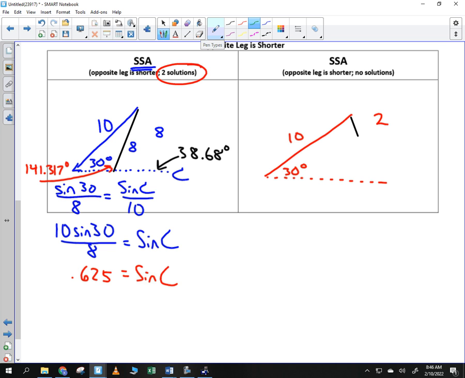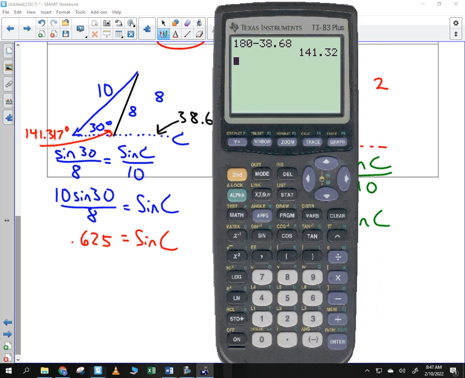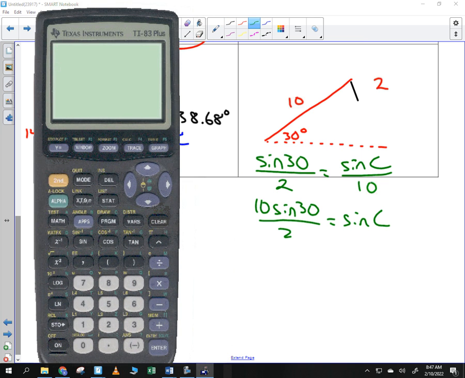So I'll show you. If you go sine of 30 divided by what's the opposite side? 2 equals, say, sine of C over 10. Watch what happens when I multiply both sides by what? 10. So 10 sine of 30 divided by 2 is equal to sine of C. So I'll plug that into my calculator and I'll see what I get.